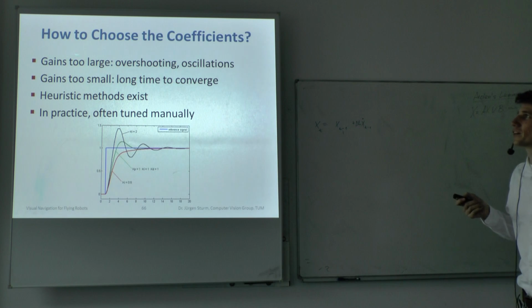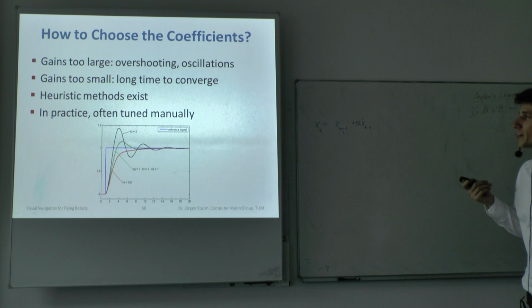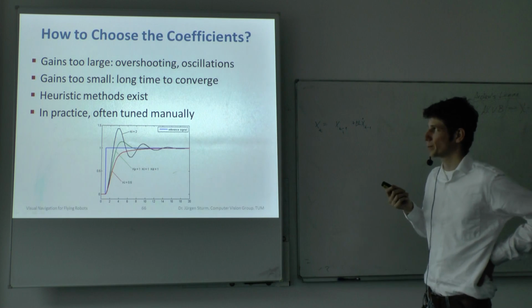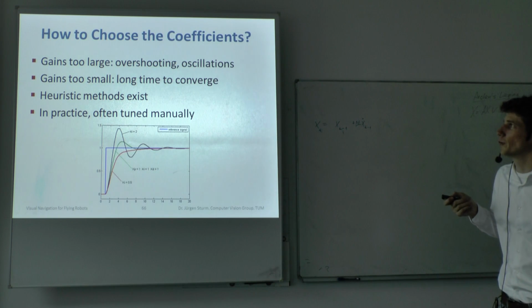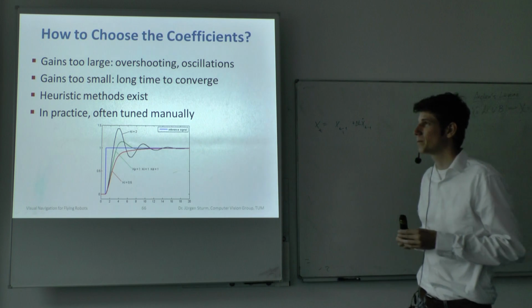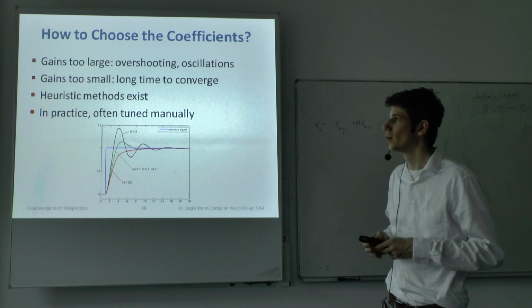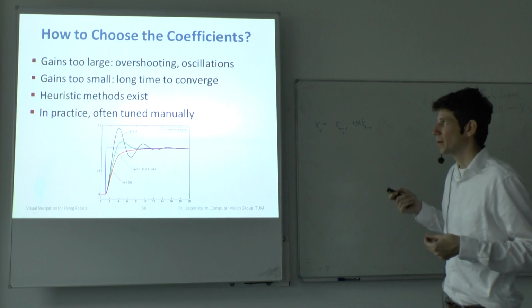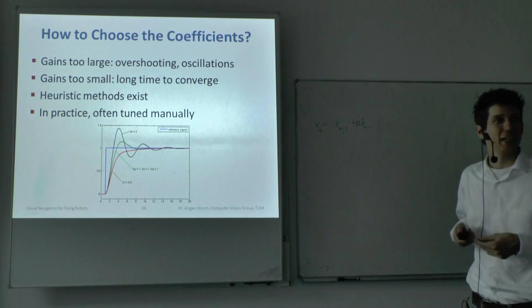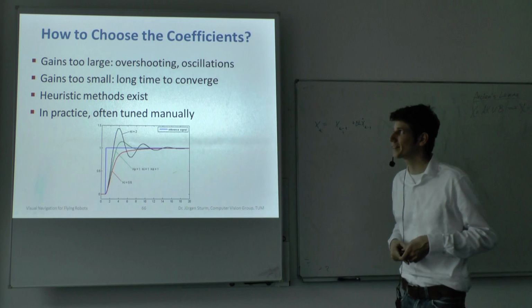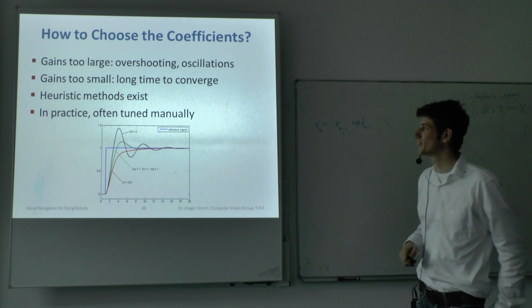As we said, if you make the gains too large, then there will be some overshooting and oscillations. If you make them too small, then it might be stable, but it might take very long to converge. There are some heuristic methods to tune them. One method, for example, is that there are different procedures where you first select the p-value and then select the next value and so on. But in practice, very often they are tuned manually, and that requires some experience. And also in the third exercise sheet, you will have to fine-tune these parameters a little bit.